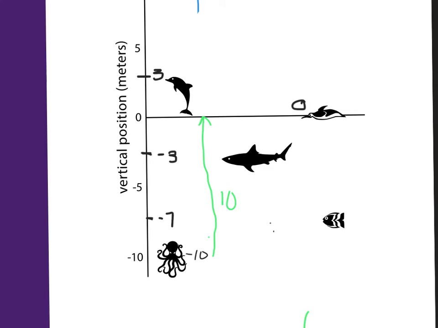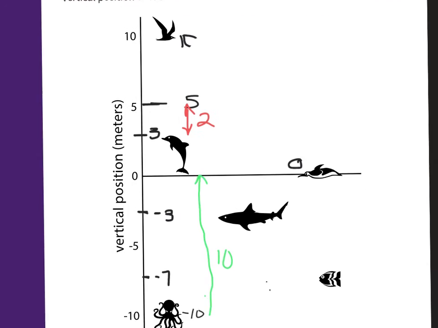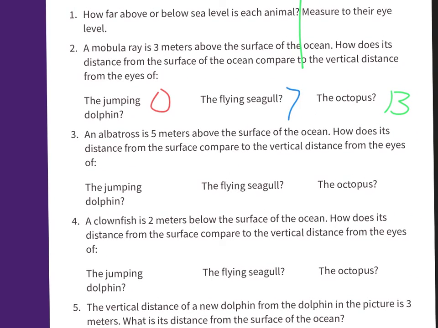And we are going to erase that. All right. So now our albatross is just another bird. It's at 5. So the first one, how far is it from the albatross to the dolphin? Well, the dolphin's at 3, the albatross is at 5, so they are 2 units away. So down here, I'm going to put 2.